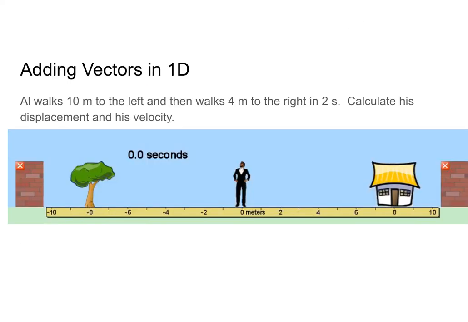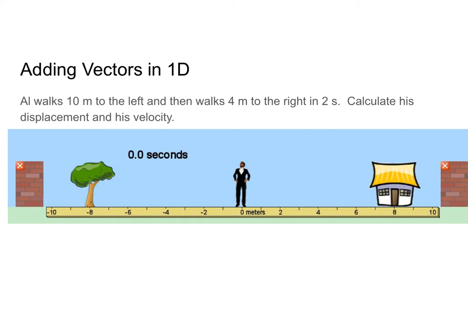So to teach you how to add vectors in one dimension, I want to go ahead and start by doing an example problem. Al walks 10 meters to the left and then 4 meters to the right in 2 seconds, and I want to calculate his displacement and his velocity. Since both of these are vectors, I have to do vector addition to calculate these two quantities.